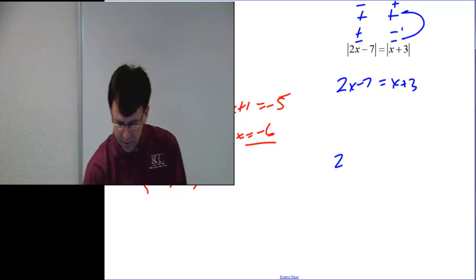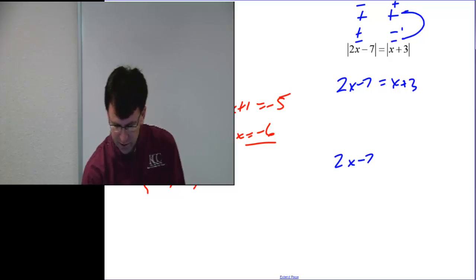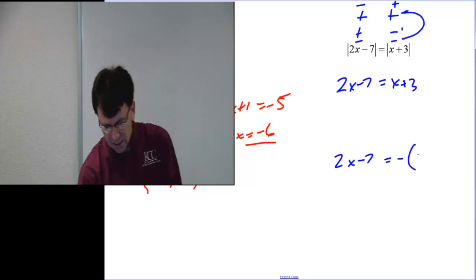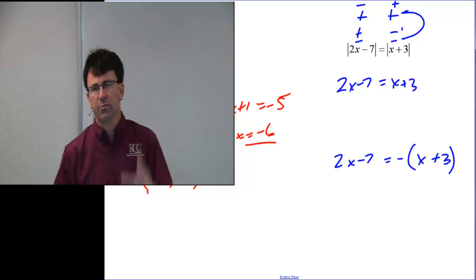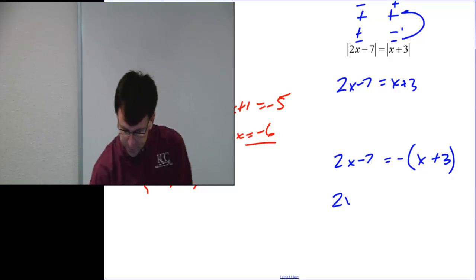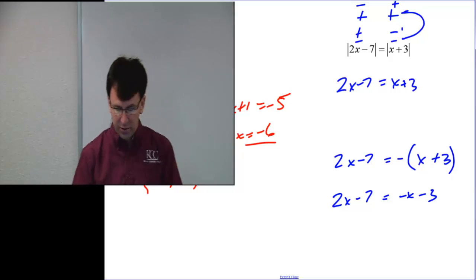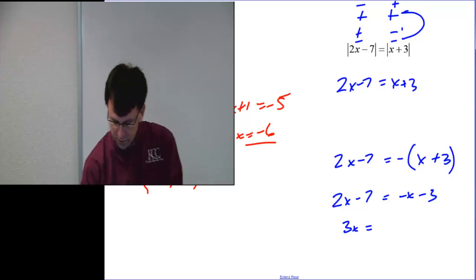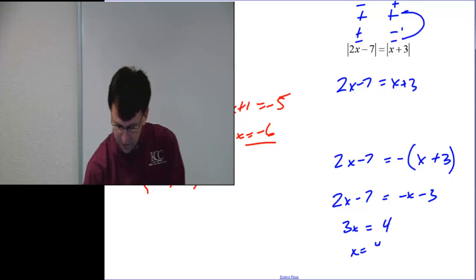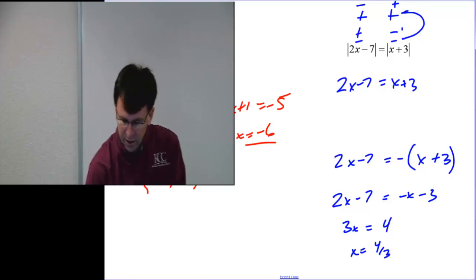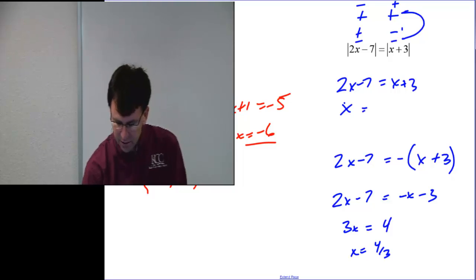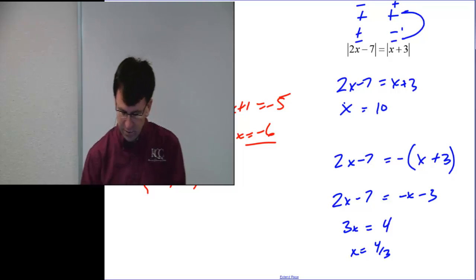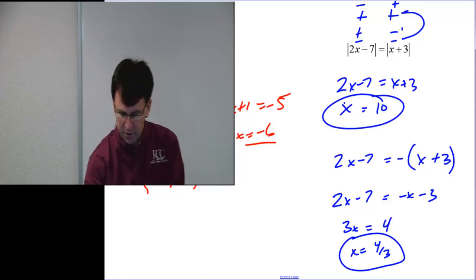This would be one answer that we would have, and this is 2x minus 7 equals a negative, but I have to take a negative of the entire thing because it'd be the whole side. So 2x minus 7 equals negative x minus 3. It's a linear equation now. I can simply solve it. This is going to be 3x equals 4, so x equals 4/3. And here, with the minus x, we would get x, and we would add the 7, x equals 10. Both of those answers should check out for us, being all good.